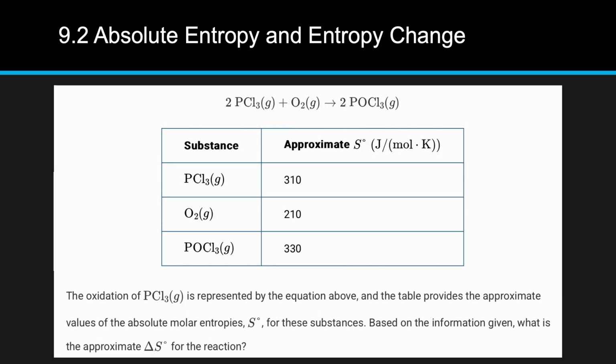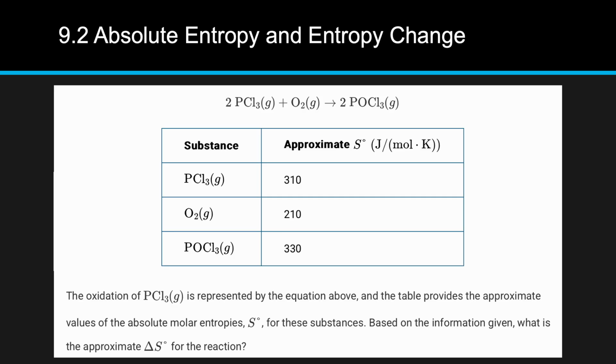All right, and let's do one more example of that before we move on. This question says the oxidation of PCl3 is represented by the equation above, and the table provides the approximate values of the absolute molar entropies for these substances. Based on the information given, what is the approximate delta S for this reaction?